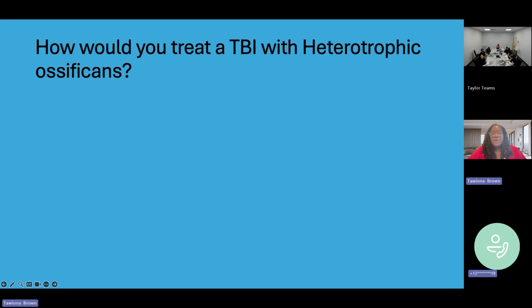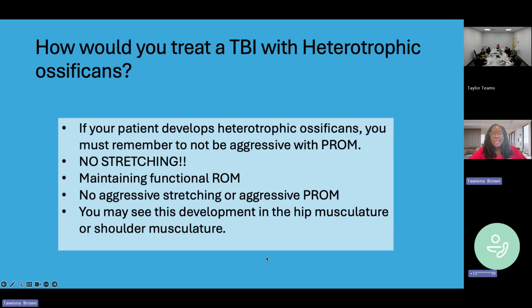So, as far as when you are working with someone and they develop heterotopic ossification, you can't be aggressive with their stretching. They're going to experience a loss of range of motion, but you can't be aggressive with the stretching or you might damage the muscle tissue. So, while you can perform passive range of motion, no stretching, and you cannot be aggressive. And so, what you'll normally do is functional range of motion. That's basically what the patient is doing actively. And then I put where you would find it, okay?